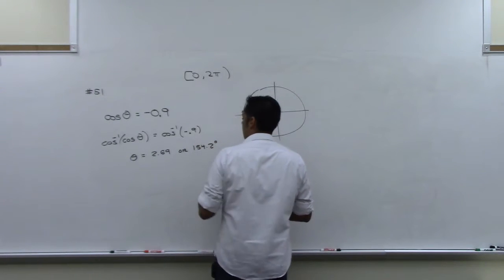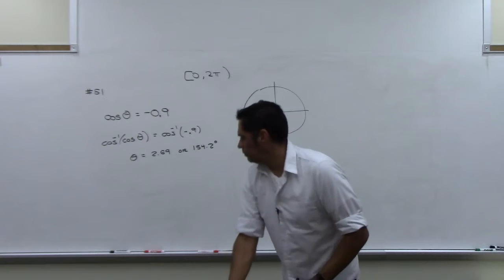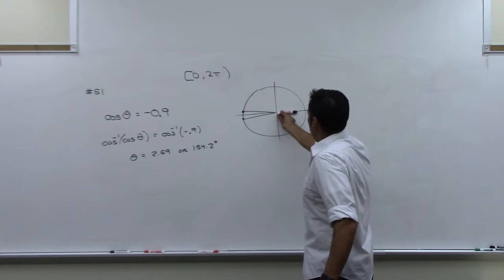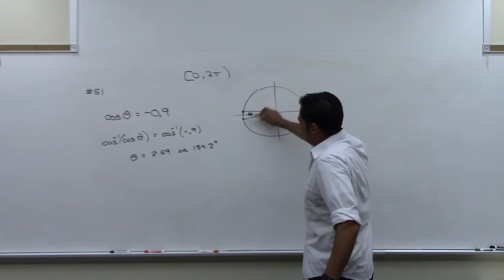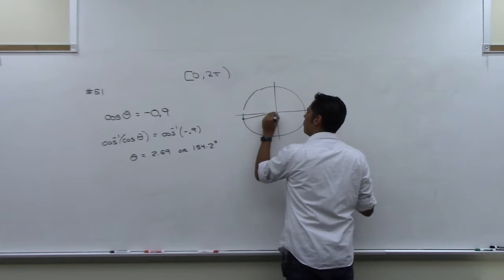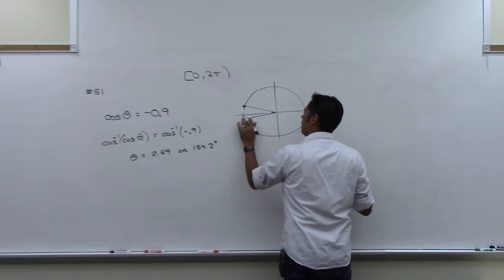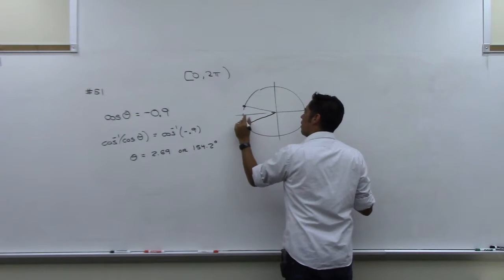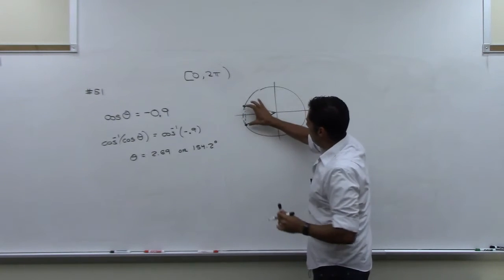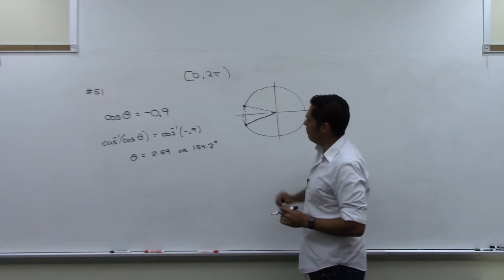And I get 154.2 degrees. So this angle that it spit out was 154 degrees, which is actually that angle. I know it doesn't look like it. I kind of over-exaggerated this. It should actually be up a little bit more. But the important thing is that at both those points, the x-coordinate is negative 0.9.